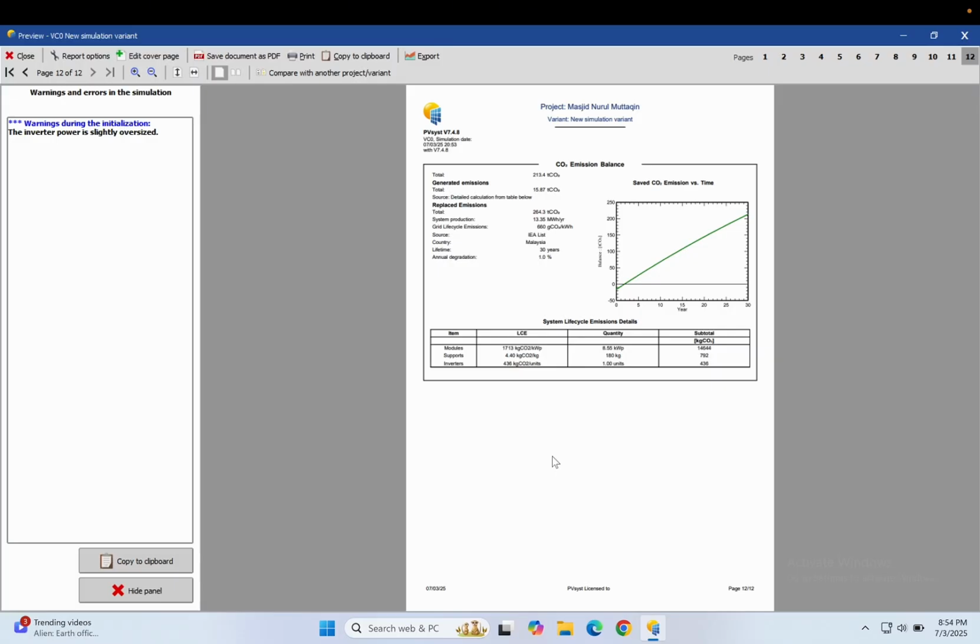In conclusion, PVsyst allowed me to design, simulate, and financially assess a solar PV system for Masjid Nurul Mutakin with high accuracy and detail. I gained valuable insight into technical modeling, system design, and the economic feasibility of PV systems. This project improved my engineering skills in renewable energy design and enhanced my understanding of practical limitations in simulation tools.